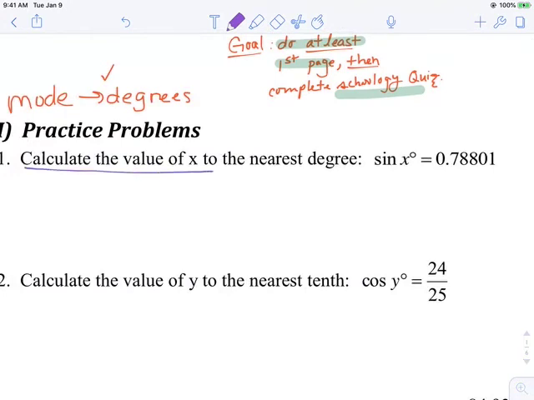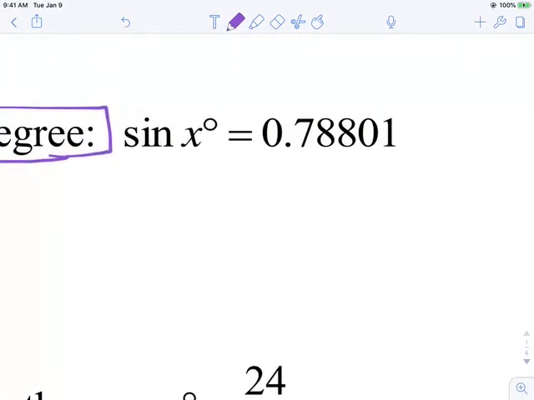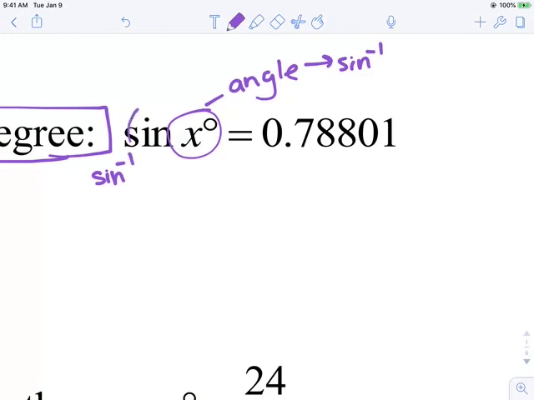Calculate the value of x to the nearest degree. Nearest degree. A lot of you are still having trouble with that. Well, I'm trying to find an angle. X is an angle. So I need to use sine inverse to get rid of this sine. So do sine inverse to both sides.